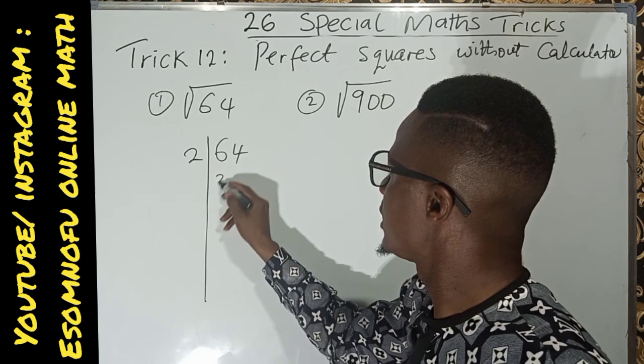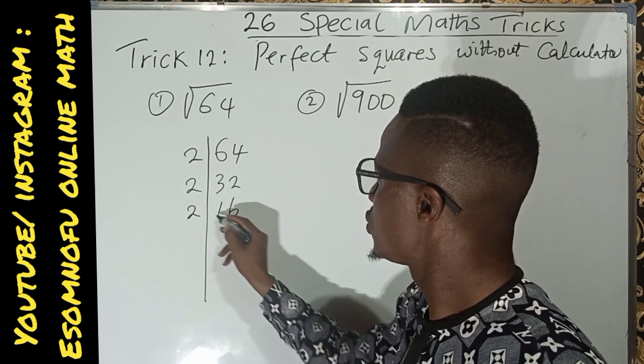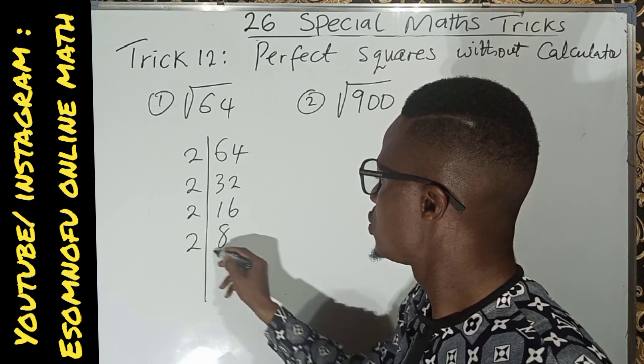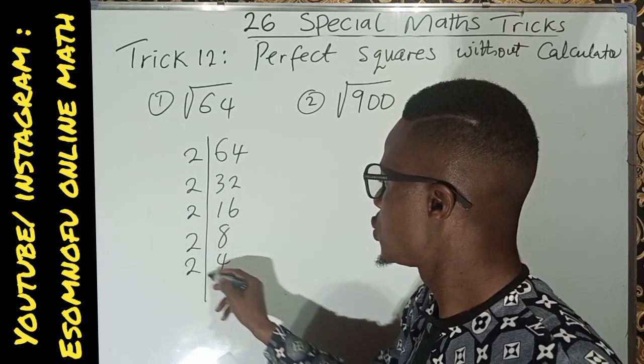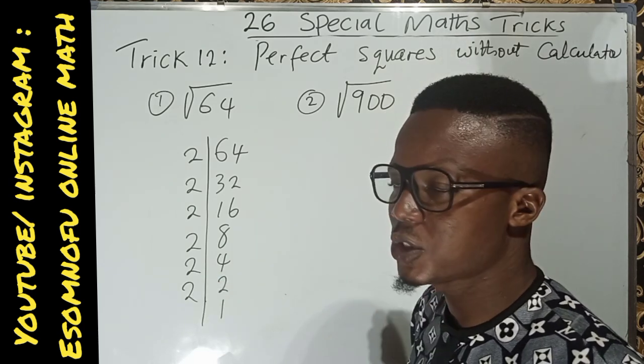2 here will give us 32. 2 again will have 16. 2 again will have 8. 2 again will have 4. 2 again will have 2. And 2 again will have 1. Once you see 1, we stop.